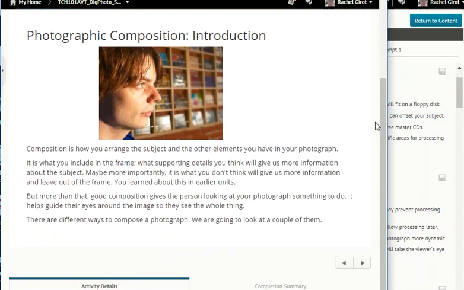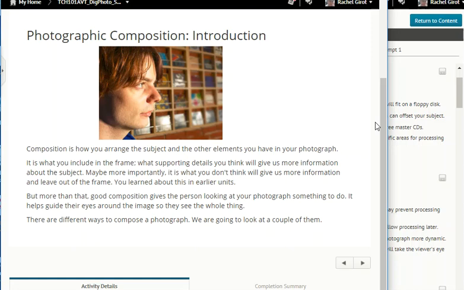Photographic composition introduction. Composition is how you arrange the subject and the other elements you have in your photograph. It is what you include in the frame, what supporting details you think will give us more information about the subject. Maybe more importantly, it is what you don't think will give us more information and leave out of the frame. You learned about this in earlier units. But more than that, good composition gives the person looking at your photograph something to do. It helps guide their eyes around the image so they see the whole thing.